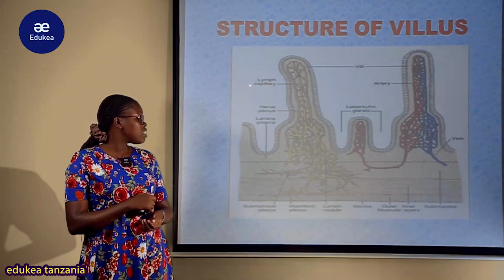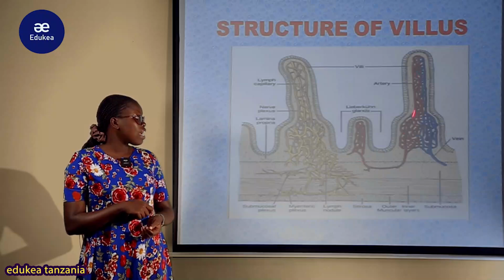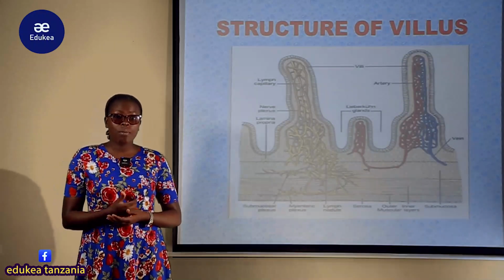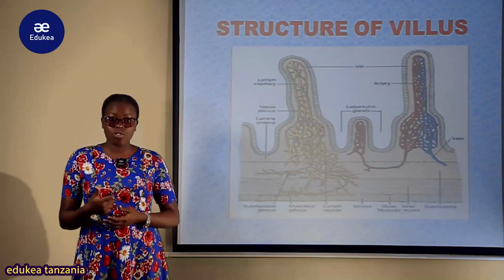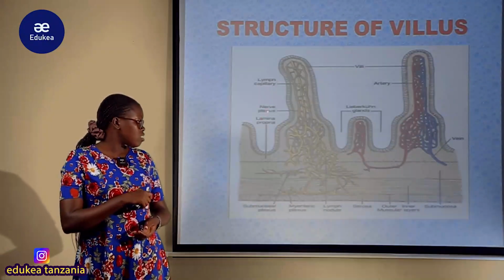So as you see here, vile vile it has the lymph capillaries ambayo inasaidia katika well supply, inasaidia ventilation, supply of the oxygen pamoja na efficient transport of these glucoses to different parts of the body. So this is the structure.